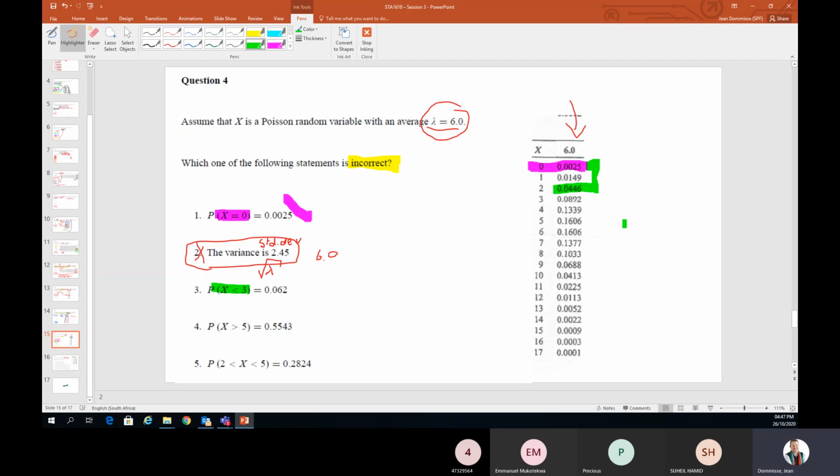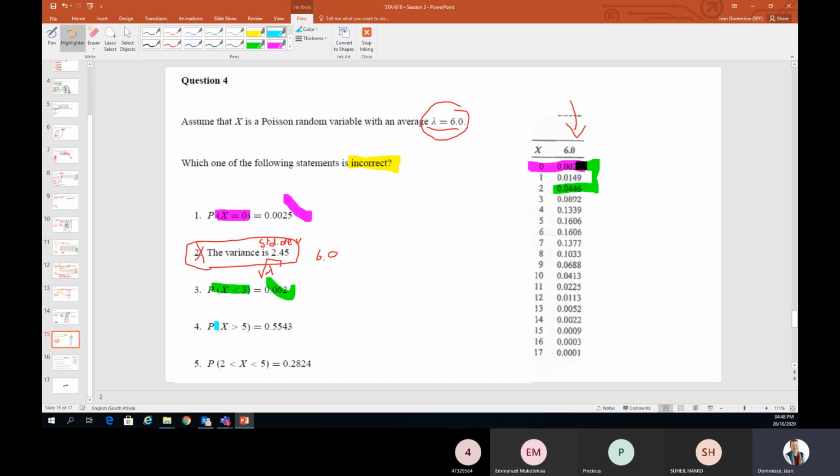So that would have been 0.0446 plus 0.149 plus 0.0025, which would have given us 0.062. Okay, so that is correct. That is those three numbers. Okay, let's get another color in here.